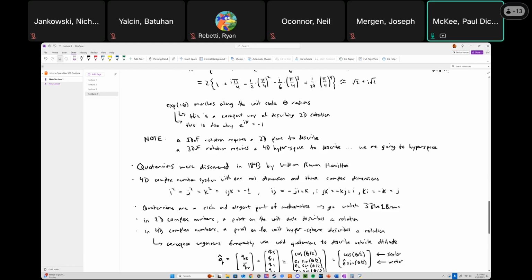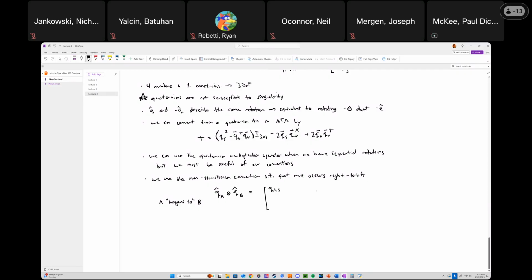Or here is a shorthand way of doing it. Your scalar term is the scalar term of A times the scalar term of B minus the vector term of A transpose vector term of B. And then your vector term is scalar term of B times the vector term of A plus A scalar term, B vector term, minus A vector term crossed with B vector term.